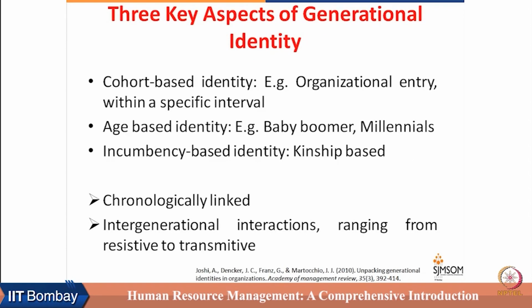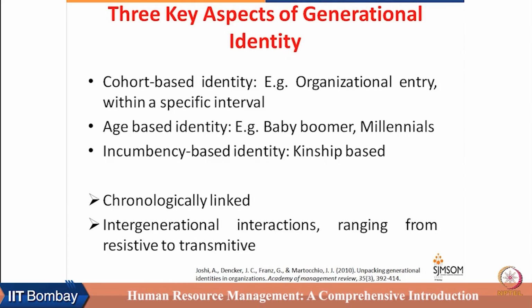Generations are built on identity. Identity can come in an organization because of the entry into the organization of people at a particular time, and that is called cohort based identity. Identity can come from the natural age of the employees. So, that brings the age based identity. Identity can also come from my belonging to a particular community. It is based on my kinship, and based on the kinship we can have incumbency based identity.